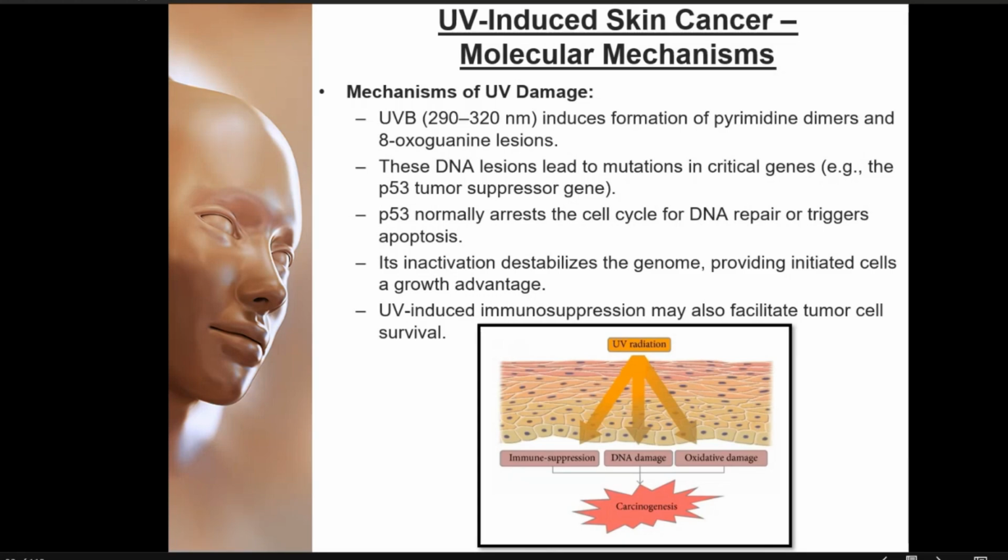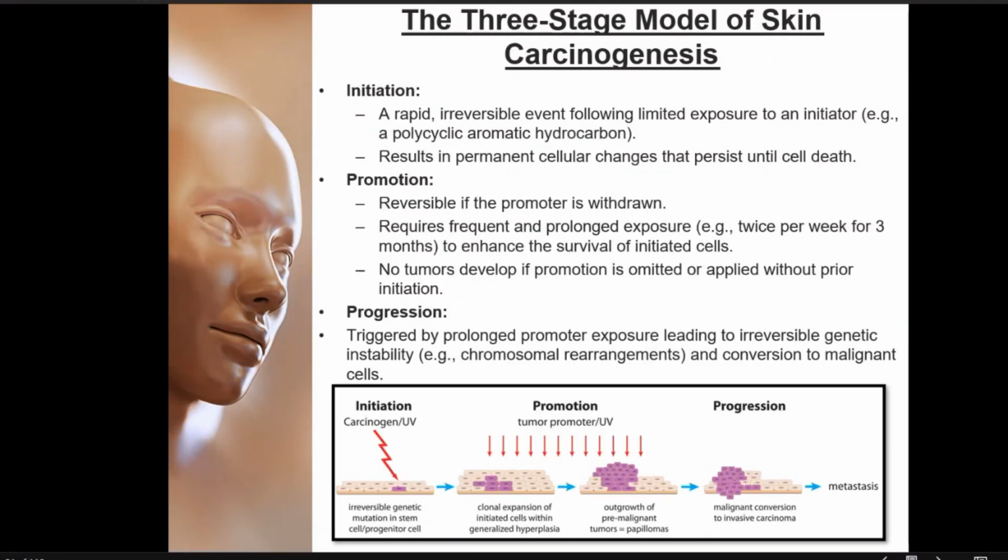its inactivation destabilizes the genome and provides the initiated cell a growth advantage. UV-induced immunosuppression may also facilitate tumor cell survival. So this is the picture of UV radiation. Skin cancer leads from UV radiation. There are three main points responsible for this skin cancer: immunosuppression, DNA damage, and oxidative damage. Later on, it is responsible for carcinogenicity.